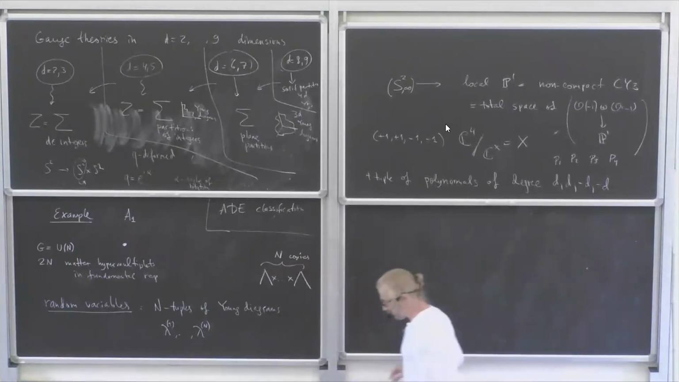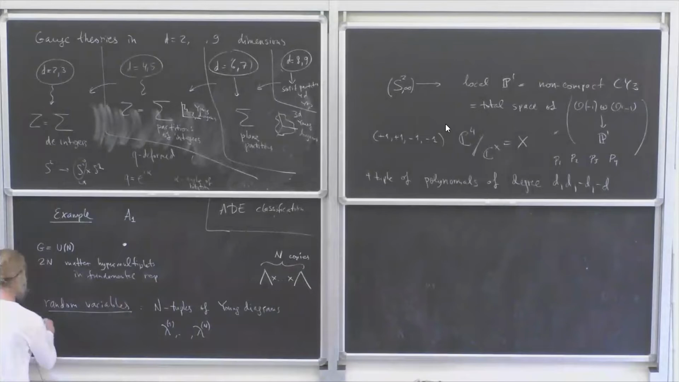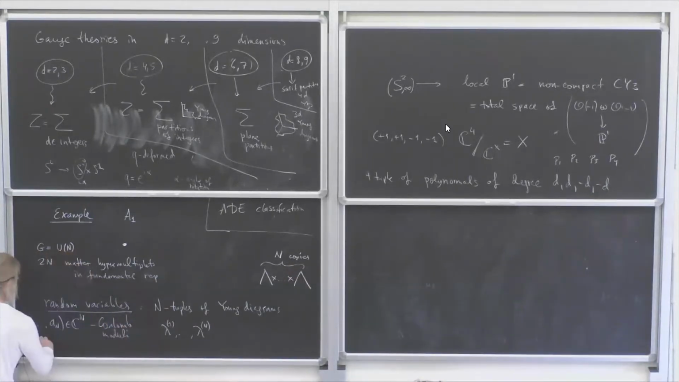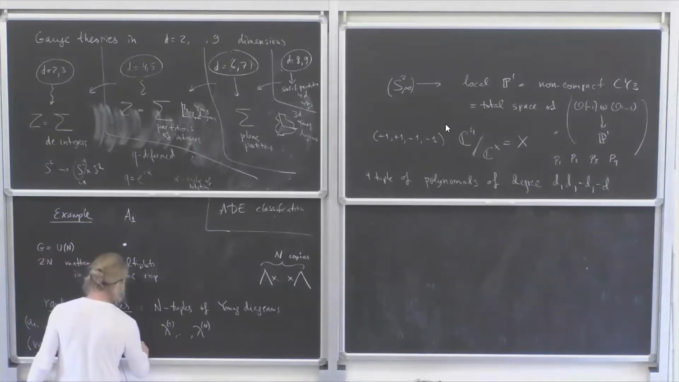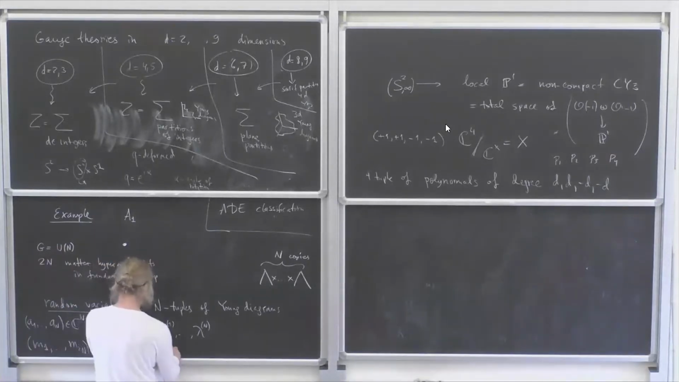I'm not really talking about a probabilistic measure because my parameters are complex. So there are n parameters which are called Coulomb moduli and 2n parameters which are called masses. They are all complex, and there are 3 more parameters.